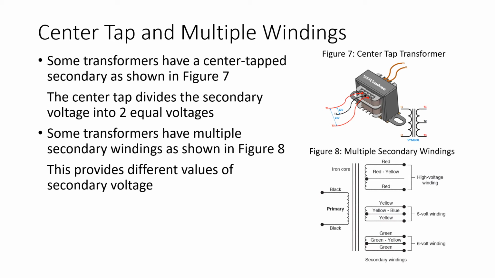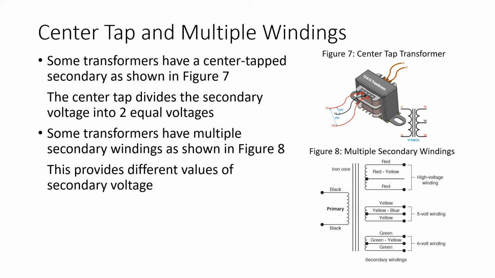And referring to figure 7, note that all the center tap does is divide the secondary voltage into two equal parts. So if the voltage from T1 to T3 is 24 volts, then the voltage from T1 to T2 would be 12 volts as shown. And of course the voltage from T2 to T3 would be 12 volts also.